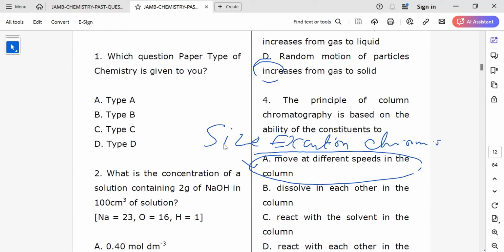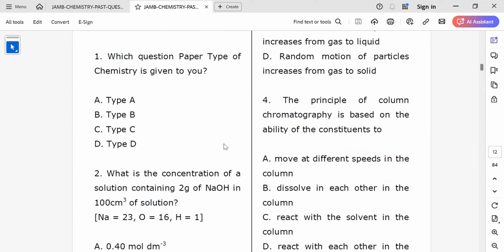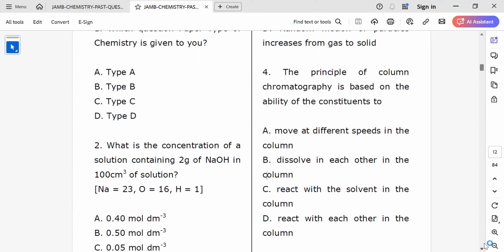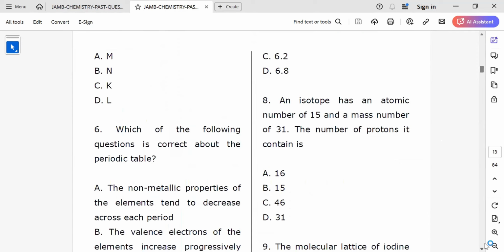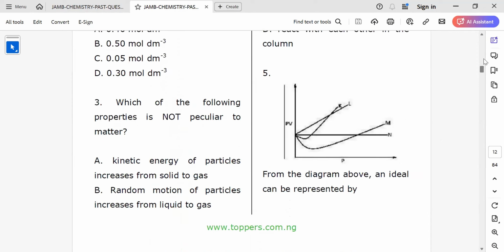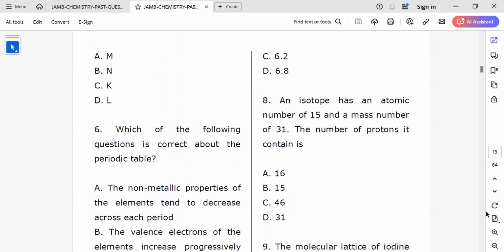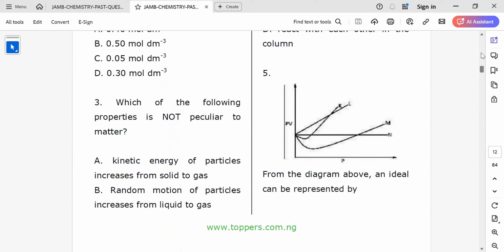So then the next thing that we are going to look at is question 5. Question 5 here says, okay, it is a graph. This is the graph. We have a graph drawn as PV, that is pressure times volume, against P. So now let's look at what the question says: from the above, an ideal gas can be represented by.